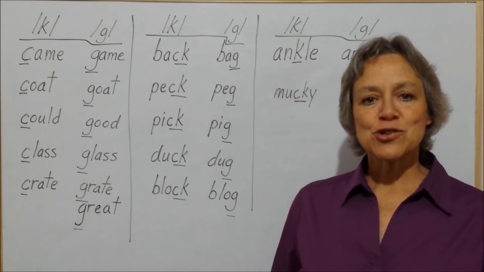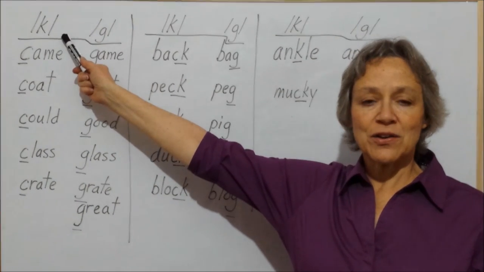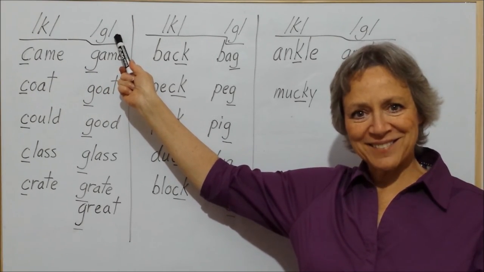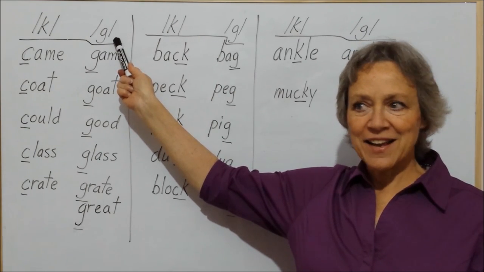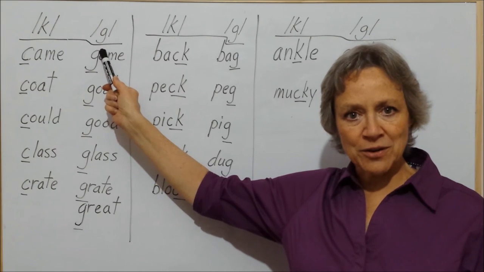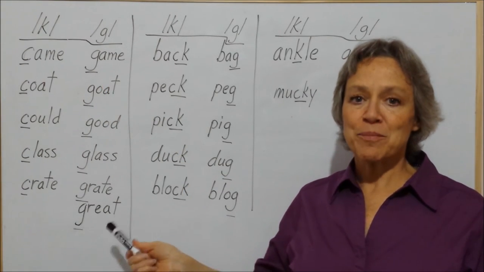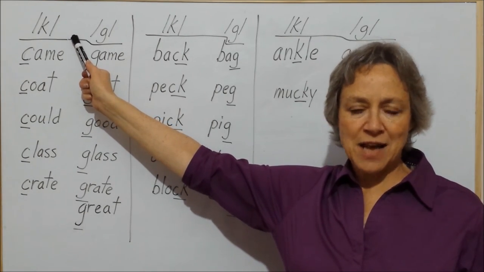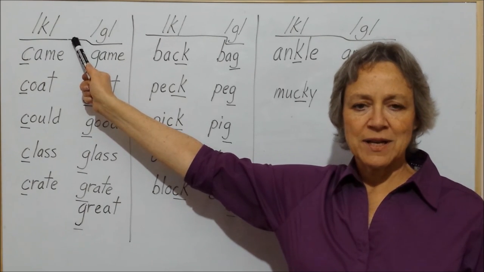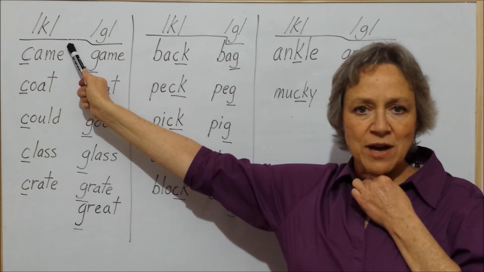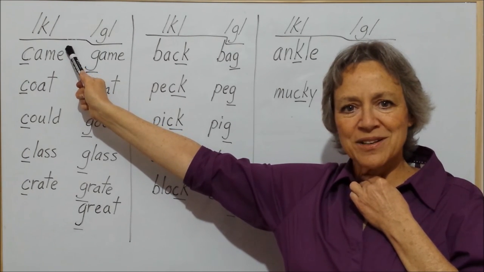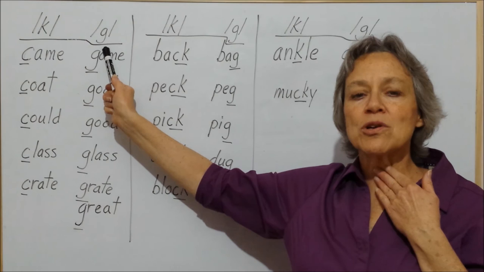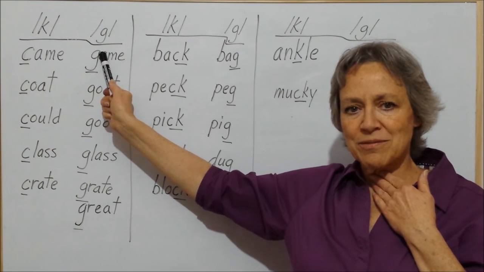Earlier, I said, try not to confuse the K sound with the G sound. Do you remember that? Okay. The reason I said that is because these two sounds are very similar and they are made in a similar way, but they are different sounds, okay? Remember I said the K sound is a voiceless sound. That means that my vocal cords do not vibrate when I make this sound. But the G sound is a voiced sound, so my vocal cords do vibrate when I make this sound, okay?